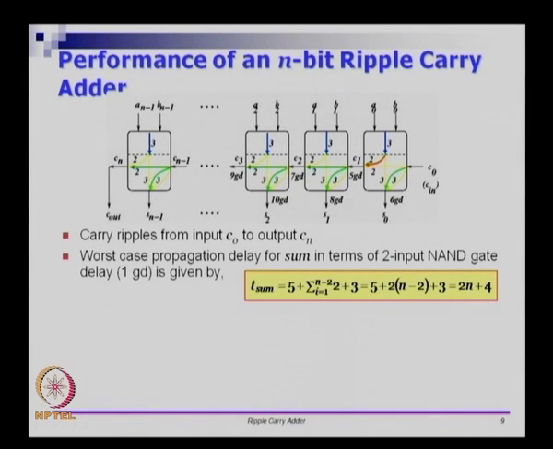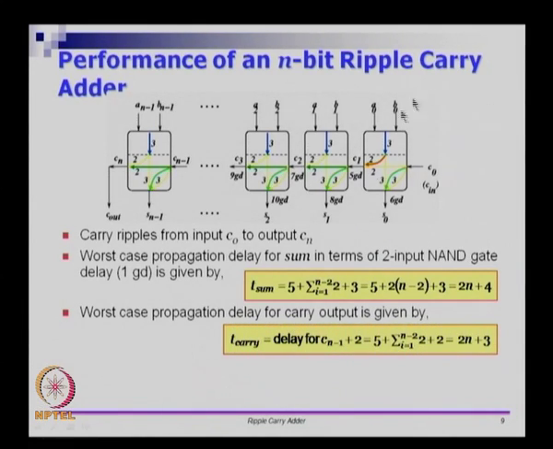So where n is the number of stages and 2n plus 4 is the number of gate delays in terms of 2 input NAND gates that we require for this one. So the worst case propagation delay for carry output, however, is delay for Cn minus 1 plus 2, right, or it is actually 1 unit less than 2n plus 4. So you still need to generate Cn minus 1. To generate Cn minus 1, it is this factor plus 5, but this path only has 2 NAND gates. So instead of adding 3, we will add only 2, that will be 2n plus 3.